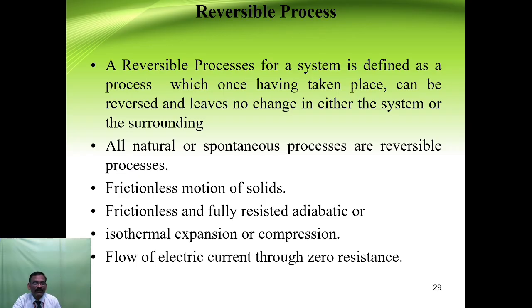All natural or spontaneous processes are reversible processes. Frictionless motion of solids, frictionless and fully resisted adiabatic or isothermal expansion or compression, and flow of electric current through zero distance. These are some of the examples. So the reversible process is not always possible. Due to some negative effects, it will not take place. The main effect is friction. So due to friction, the reversible process will not take place in all cases.